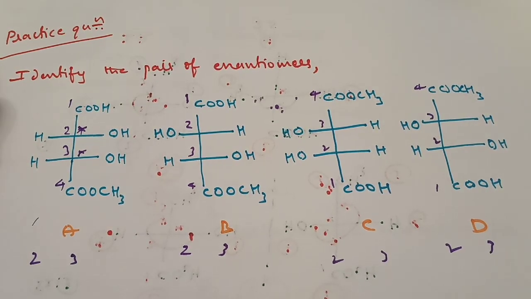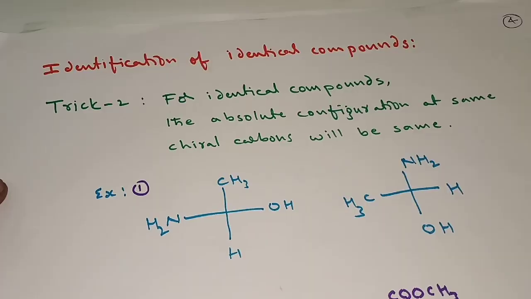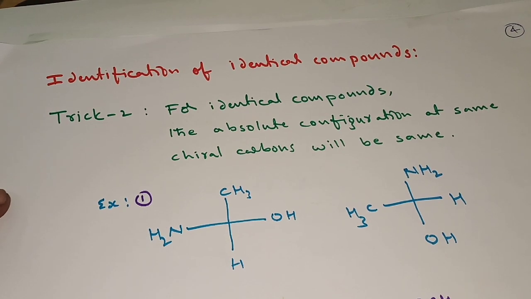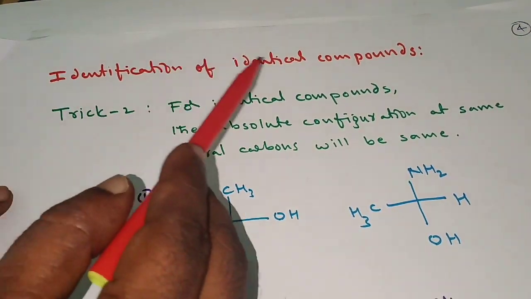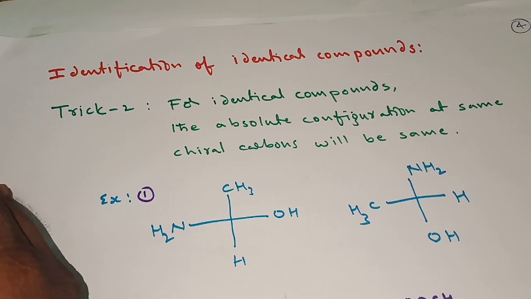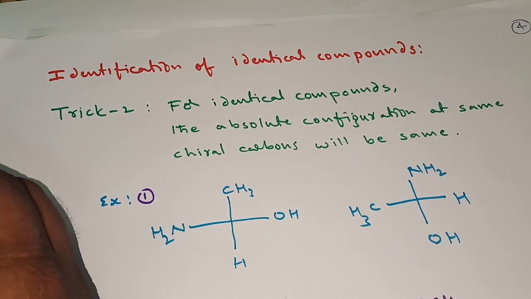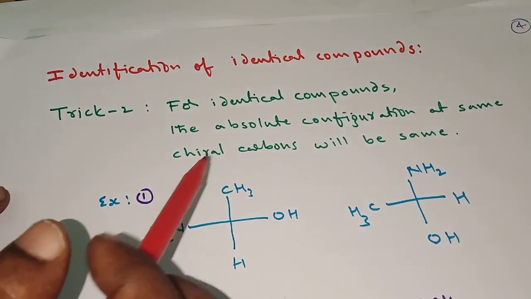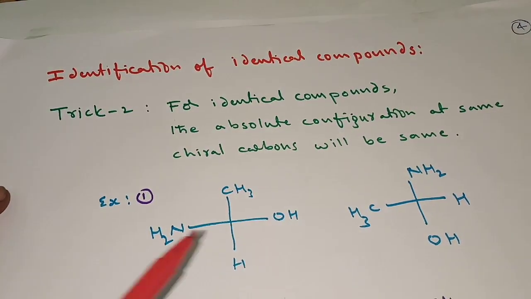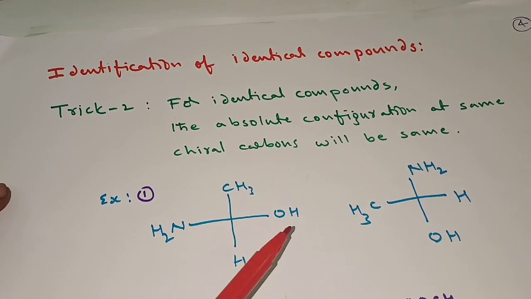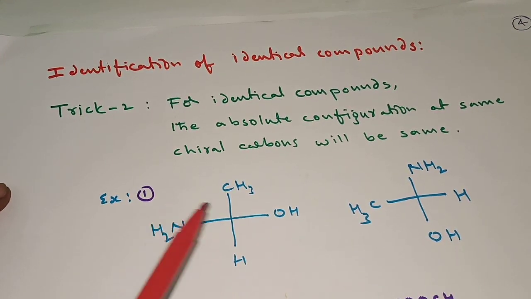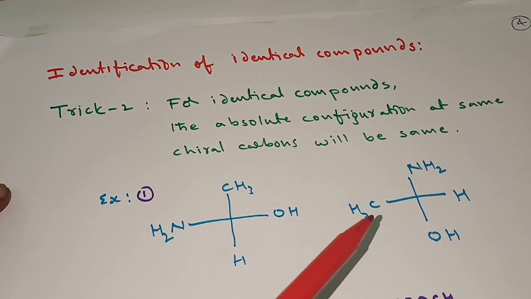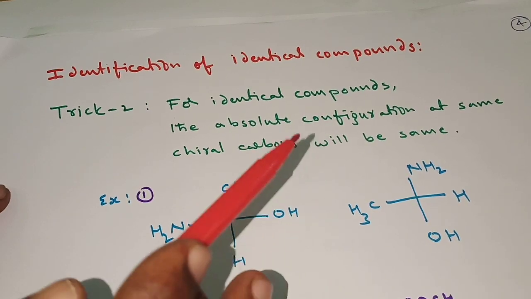Right guys, now let's see another application of the absolute configuration, that is, how to identify identical compounds or the same compounds. Very simple. For identical compounds, remember, the absolute configuration at the same chiral carbon atoms will be the same. That means we have to take a pair of two compounds, identify the chiral carbons and give the numbering. At the same chiral centers, if the absolute configuration in the two compounds is the same, then no doubt they are identical compounds.